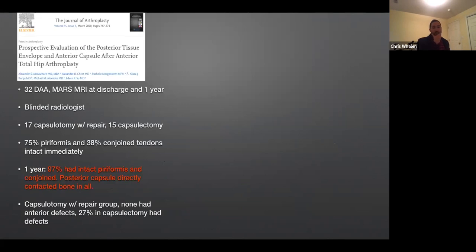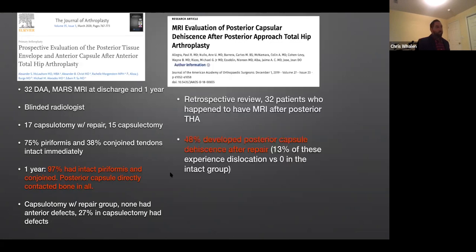And what about all this soft tissue stuff, the soft tissue repair? This was a planned MRI study on 32 DAs at discharge. And at discharge, 75% of piriformis were still intact, 38% of conjoint intact. At 1 year, 97% of piriformis and conjoint tendon had healed down to bone, and the posterior capsule was intact to bone in all. In the capsulotomy and repair group, none had persistent defects.